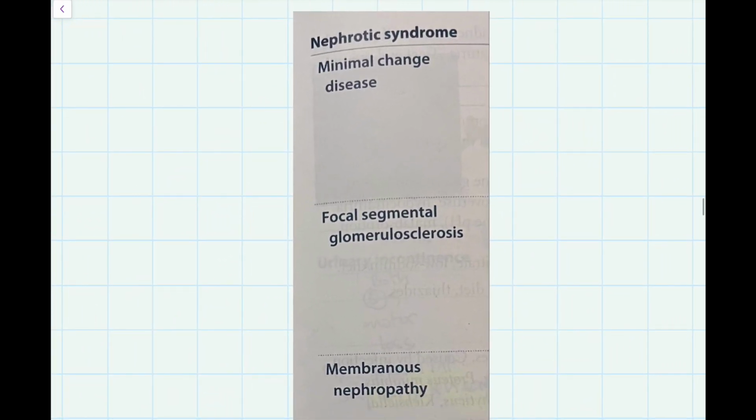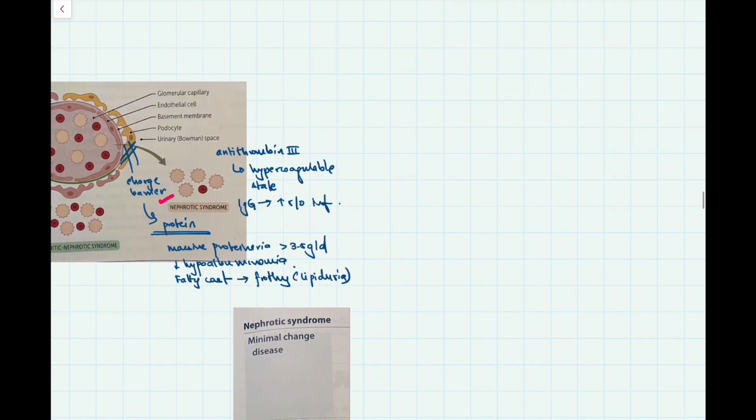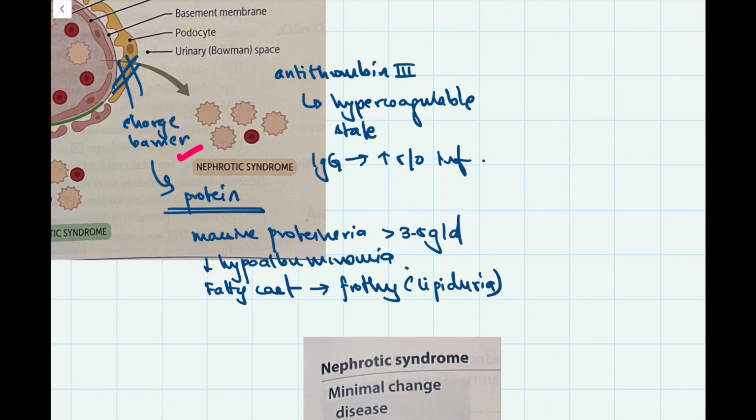The examples of nephrotic syndrome are minimal change disease, focal segmental glomerulosclerosis, membranous nephropathy, and so on. All of these can either have a primary cause or a secondary cause. Then amyloidosis and diabetic glomerulonephropathy are secondary causes of nephrotic syndrome, right? And nephrotic syndrome is characterized by massive proteinuria, lipiduria, fatty casts, a hypercoagulable state, and increased risk of infections.